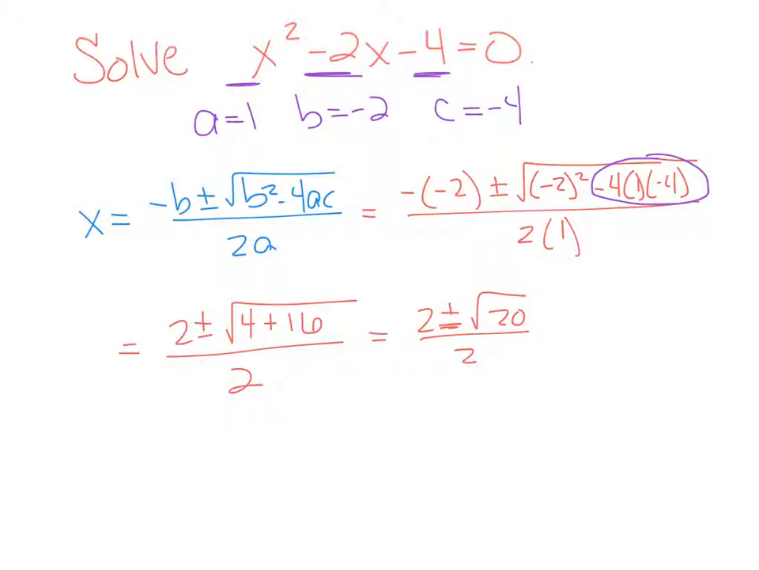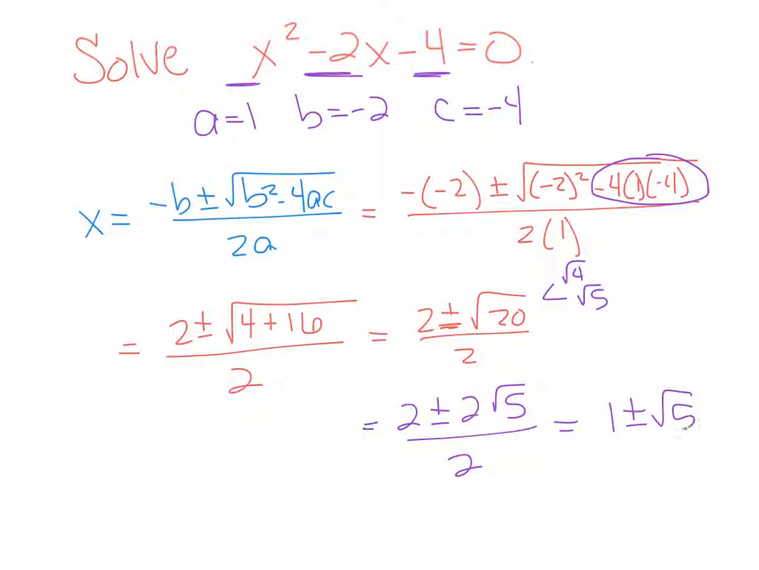We're going to simplify our square root of 20: square root of 4 times square root of 5. So this becomes 2 plus or minus 2 square root of 5 all over 2. We can divide everything by 2 and get 1 plus or minus the square root of 5. Not just the square root of 5, because 2 divided by 2 is 1 and not 0. So there you go. Plug in numbers, simplify.